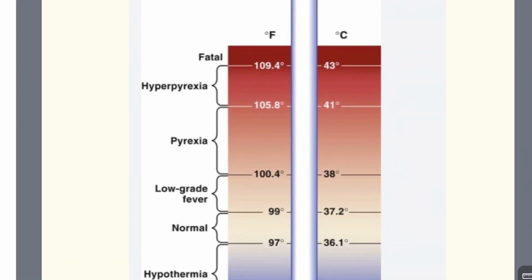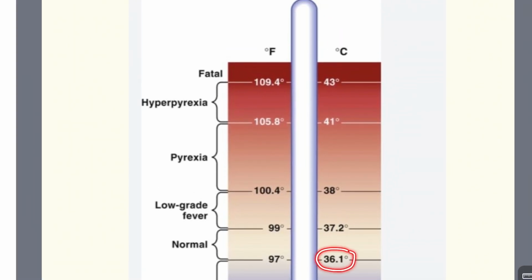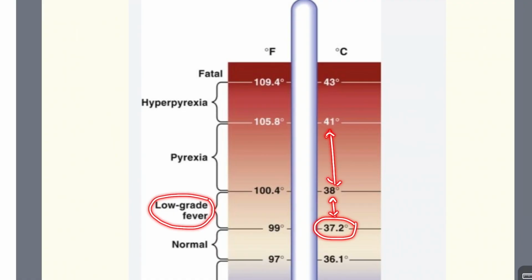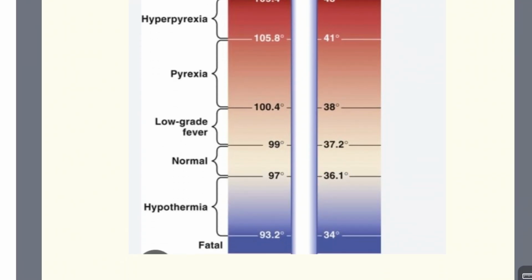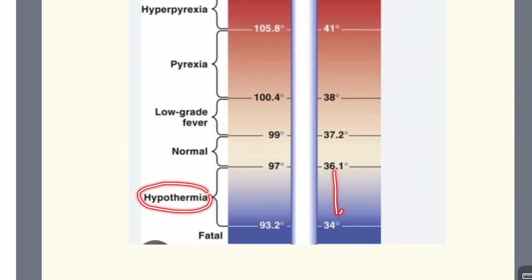So these are the various parameters of fever. The normal temperature varies from 36.1 to 37.2 degrees Celsius, and as we move from 37 to 38 degrees Celsius, it is called low grade fever. From 38 to 41 degrees Celsius, it is called pyrexia, and between 41 to 43 degrees, it is called hyperpyrexia. After 43 degrees Celsius, the condition of the patient is usually very fatal. Below 36.1 degrees Celsius, the patient suffers from hypothermia. Hypothermia varies from 36.1 to 34 degrees Celsius, and below 34 degrees Celsius, the condition is fatal hypothermia, and it is more dangerous.